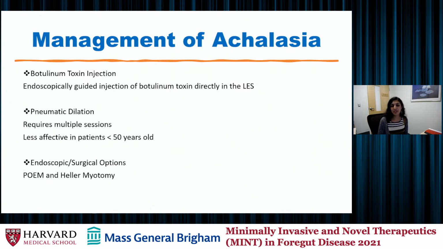Pneumatic dilation, which Dr. Stoller went into great detail and gave us a really great talk about. As he said, it may require multiple sessions, so it's not a once and done procedure. It's something that the patient may have to go through even 2 or 3 times. Usually in this case, there are studies done where it's very less effective for patients that are less than 50 years old. And then usually with other types of treatments, and the one that I'm going to actually talk about is the POEM procedure, which is an endoscopic procedure. And then there's also surgical options such as the Heller myotomy.